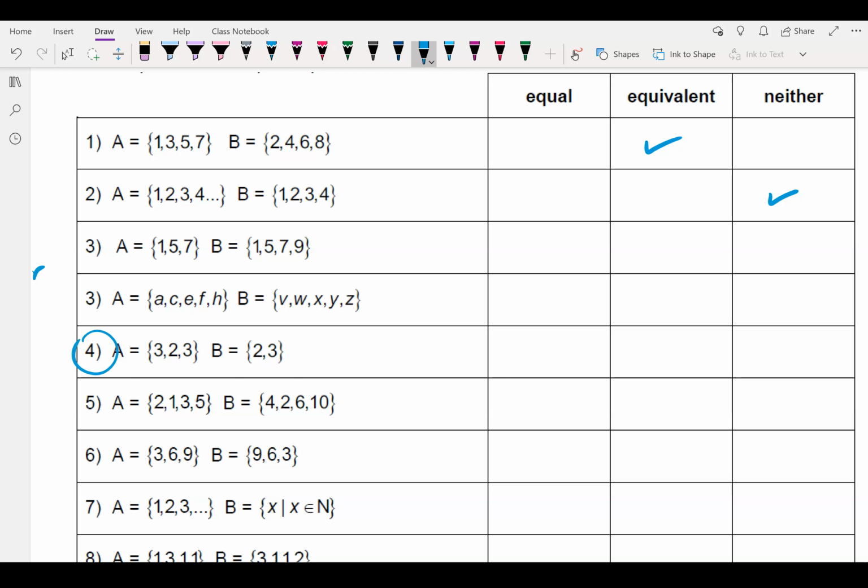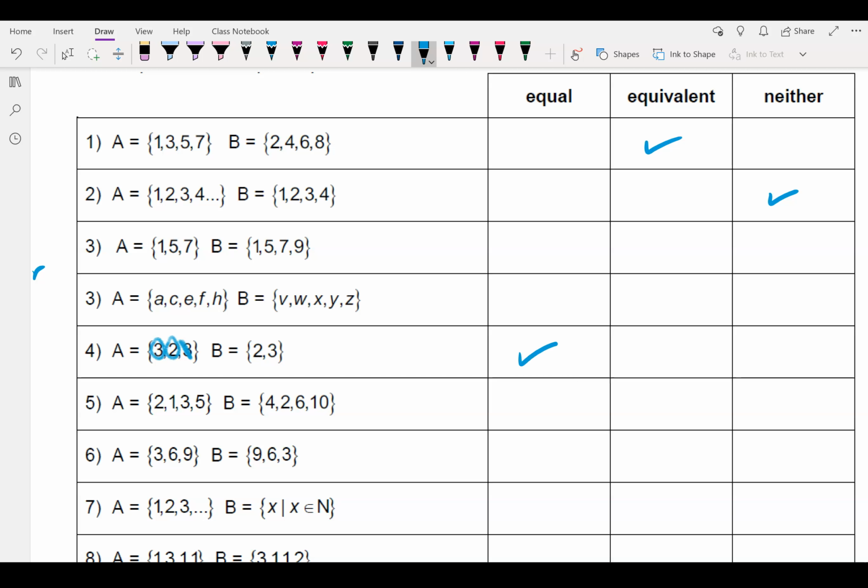Let's see. Yeah, let's try number 4. The set A is 3, 2, 3. The set B is 2, 3. Well, really, the set A is the set 2, 3, because they have the elements 2 and 3, and that's it. That's the exact same thing as if we just had the set B.